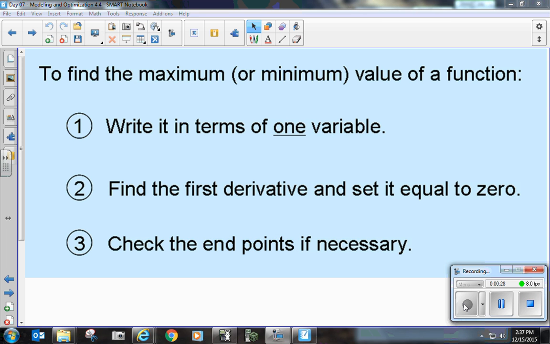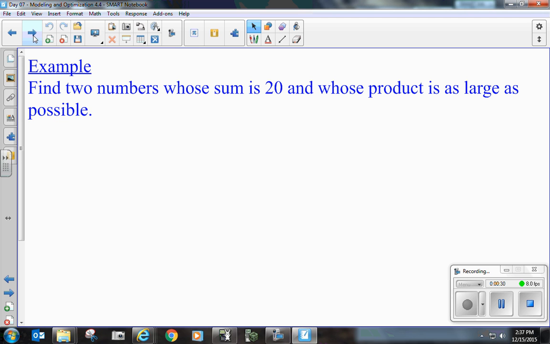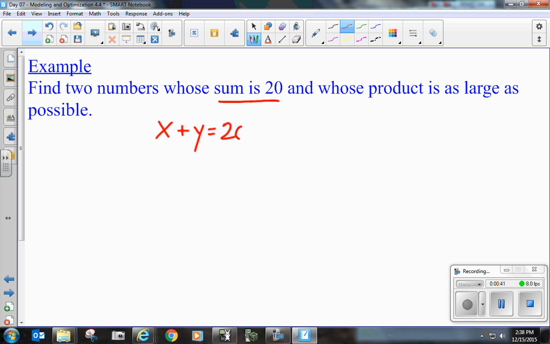All right? So, let's take a look at our first example here. Let's find two numbers whose sum is 20. Well, that means if I add two numbers, that should give me 20. And whose product is as large as possible. That's where maximization is occurring. That's what we're going to take a derivative of. x times y equals some number that we're trying to maximize. I know it's a constant. It's some constant c. All right?